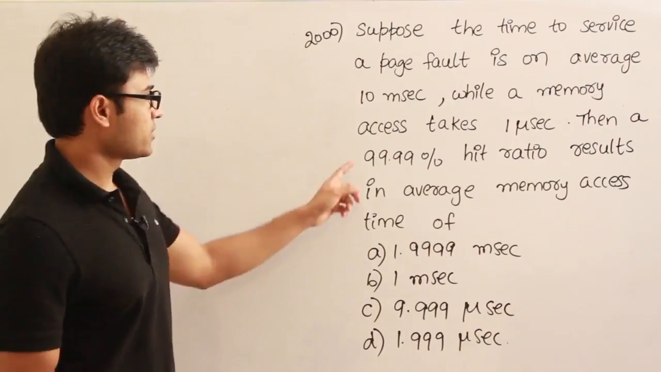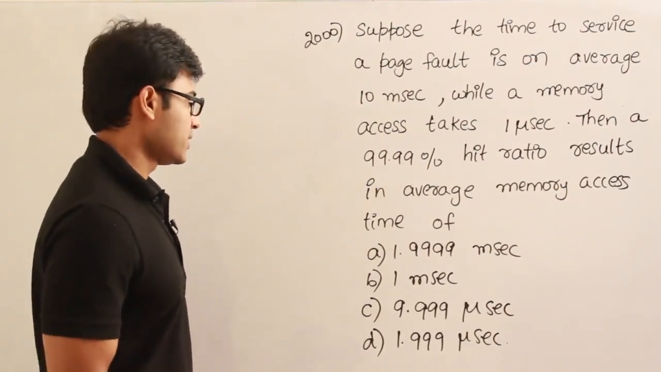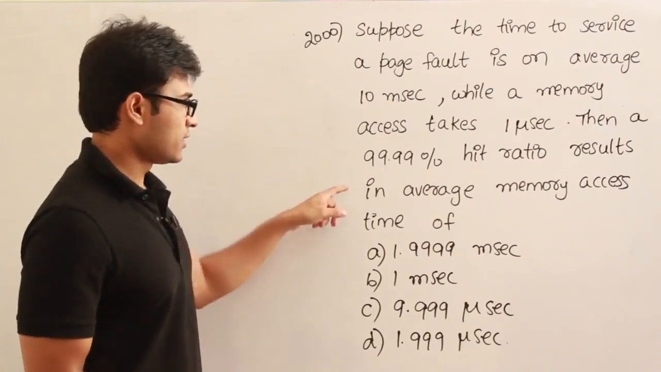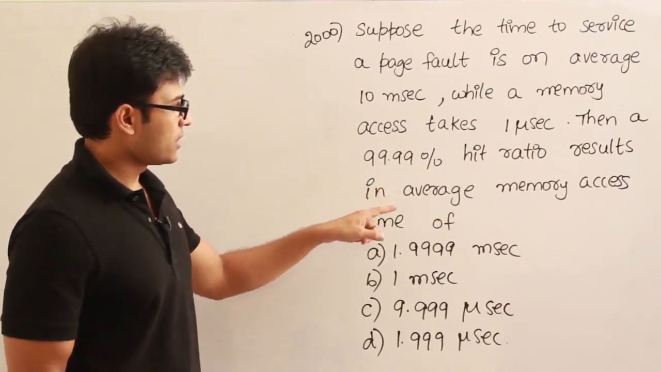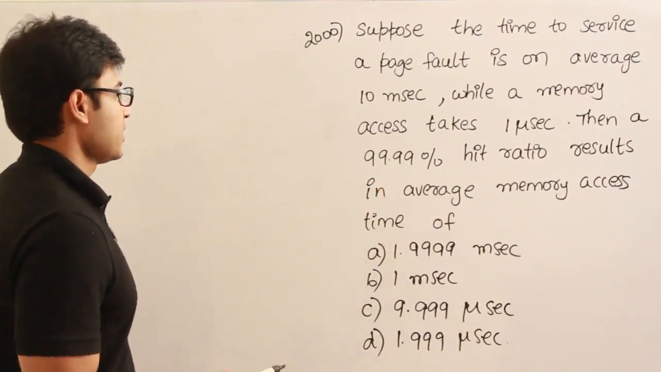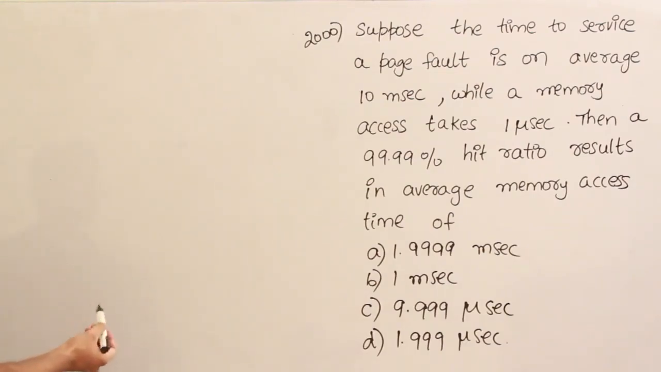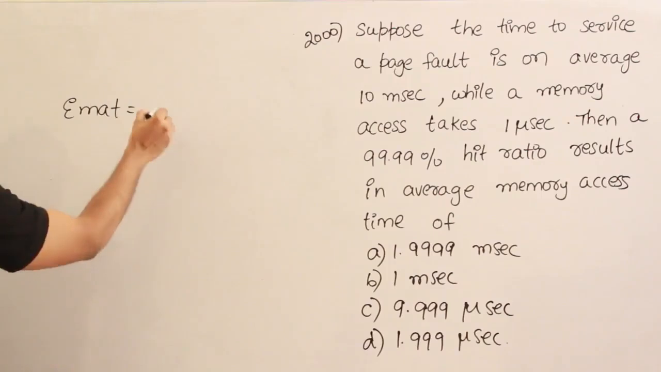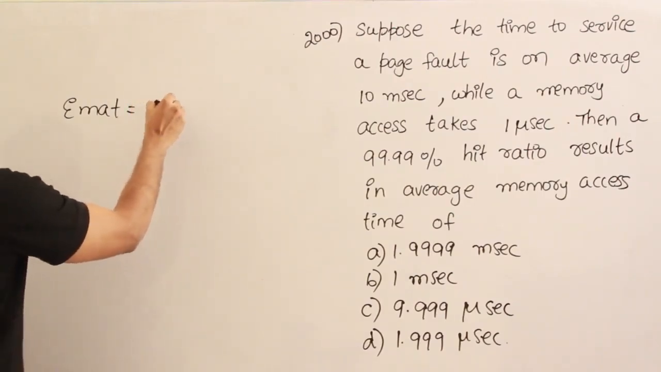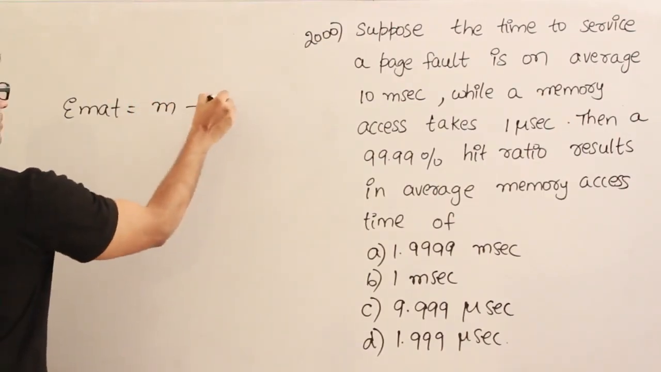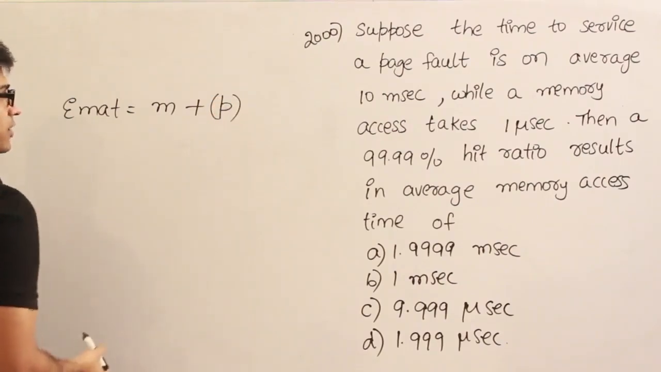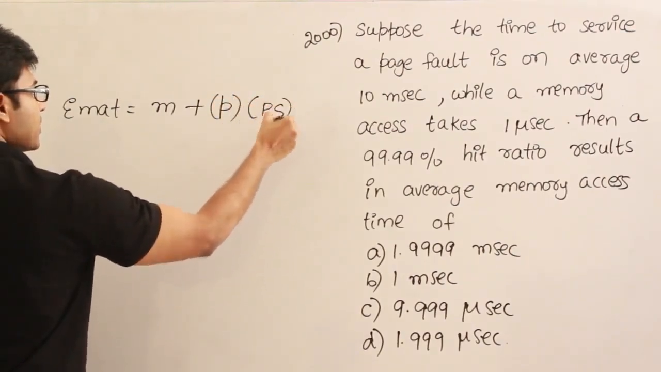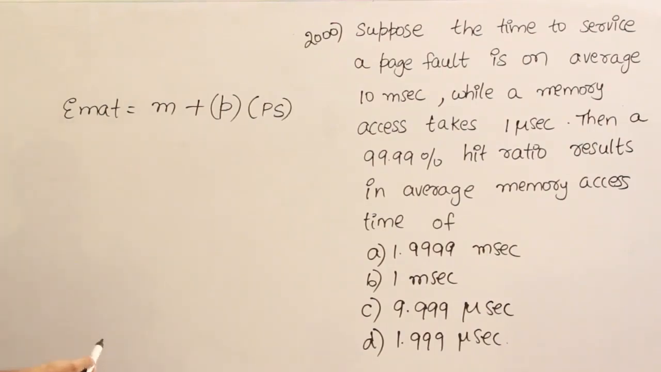So see, if the hit ratio is 99.99%, then what is the miss ratio? 0.01%, isn't it? Then they are saying the average access time is how much, right? So I told you this average access time, or effective memory access time, is always equal to memory access time plus P, where P is page fault rate, not the hit rate, into PS, the page fault service time.